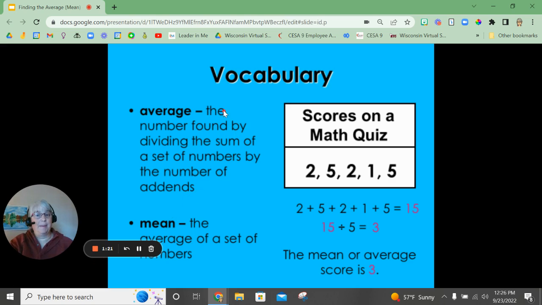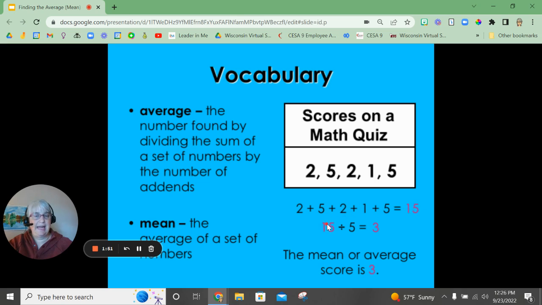When we're coming up with the average, we're going to find that by adding all of the numbers together and then dividing by how many addends were in our data set. So we're going to add together the numbers 2 plus 5 plus 2 plus 1 plus 5. You can see they did that right here. 2 plus 5 is 7, plus 2 more is 9, plus 1 is 10, plus 5 equals 15. So the sum is 15.